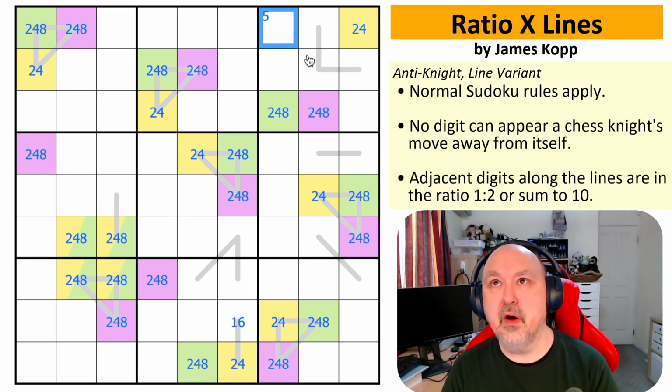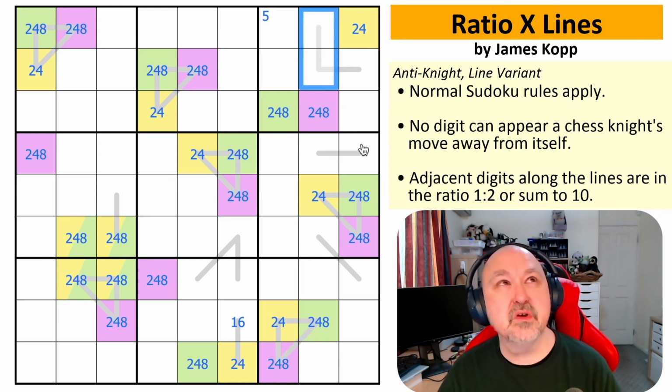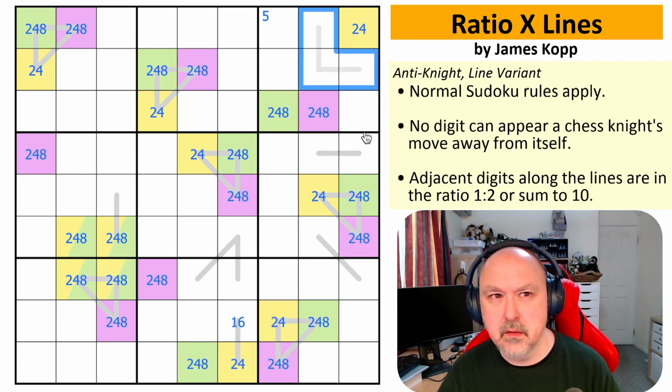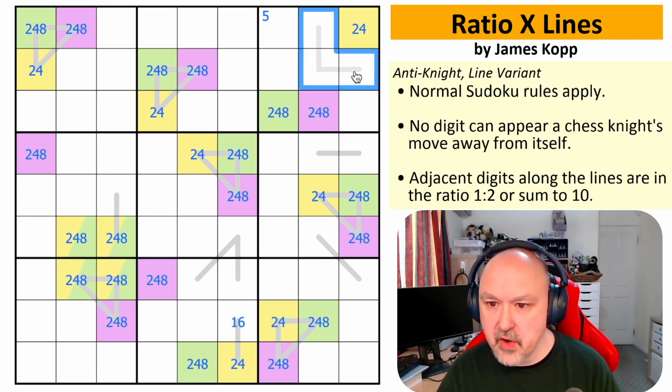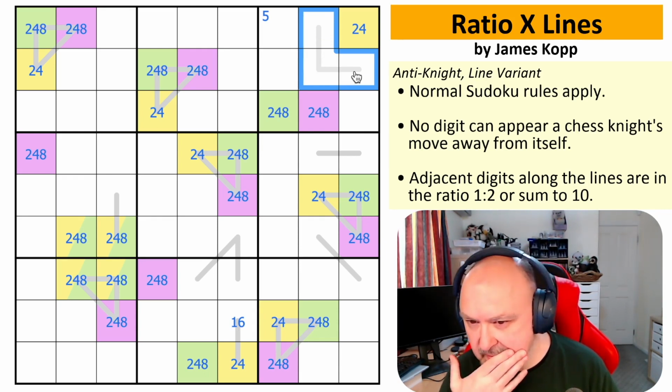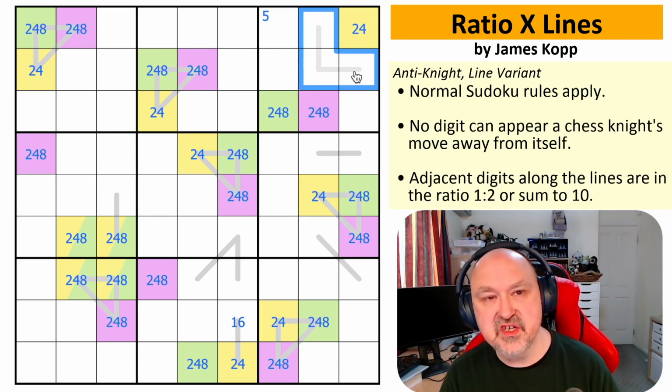If 1 is on the line, 1 is in a relationship with either 2 or 9. So I could go 1, 9, but then what's 9 in a relationship with? 9 is in a relationship with 1. So I'd have to go 1, 9, 1. So if it's 1, I have to go 9, 1. But if it's 9, the only thing that's in a relationship is with 1. I can't put 1 or 9 on this line because 1 and 9 are only in a relationship with each other. Because 9 is only in a relationship with 1.